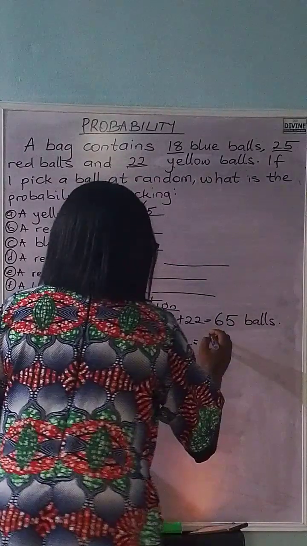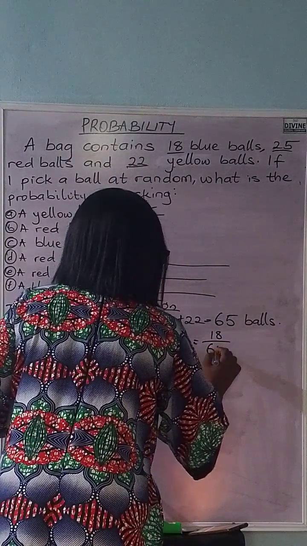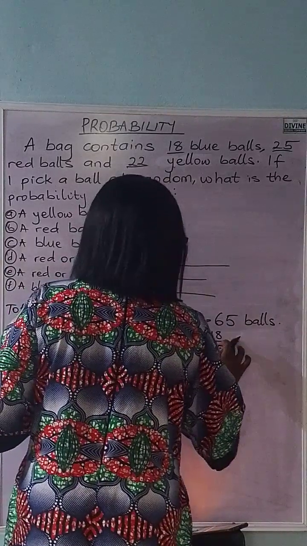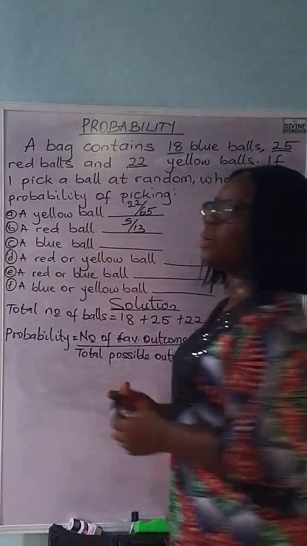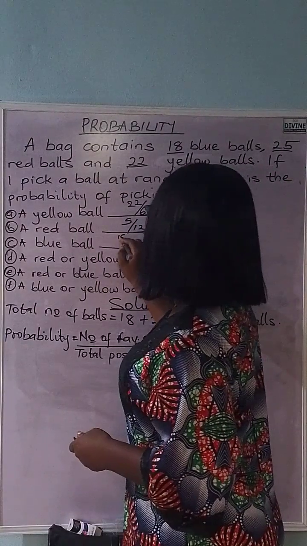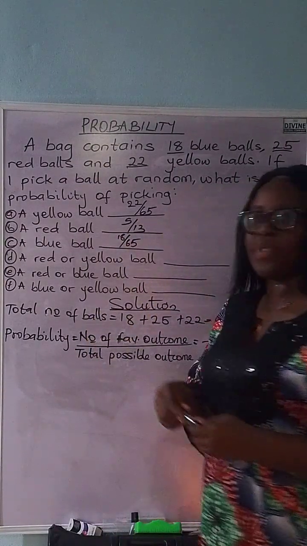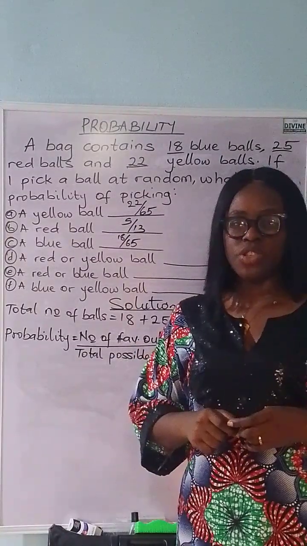So we solve 18 over 65. Nothing can divide this number, so we leave our answer like that. 18 over 65. That is it for the revision.